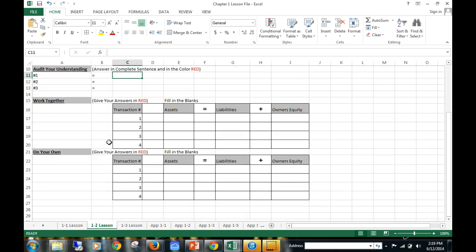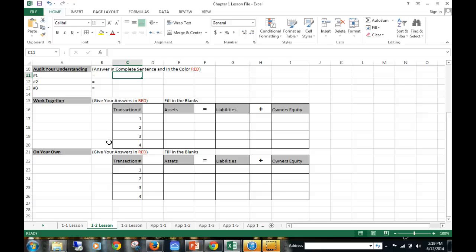Let's take a look at the work together. This is on page 12. Work together says, write the answers to the following problem in the working papers. Your instructor will guide you through the following example, which I'm about to do. For each transaction, place a plus in the appropriate column if the classification is increased. Place a minus in the appropriate column if the classification is decreased.